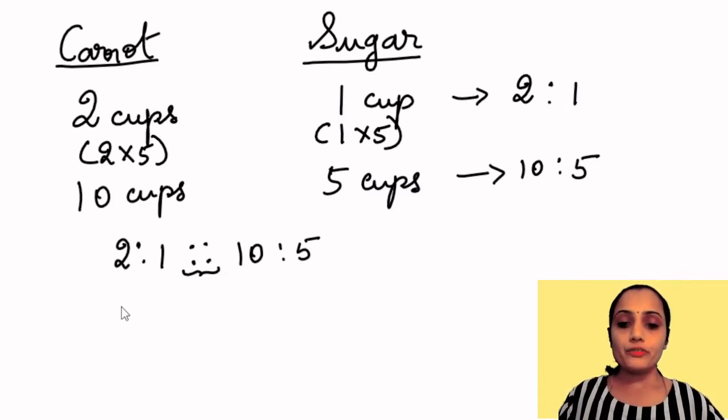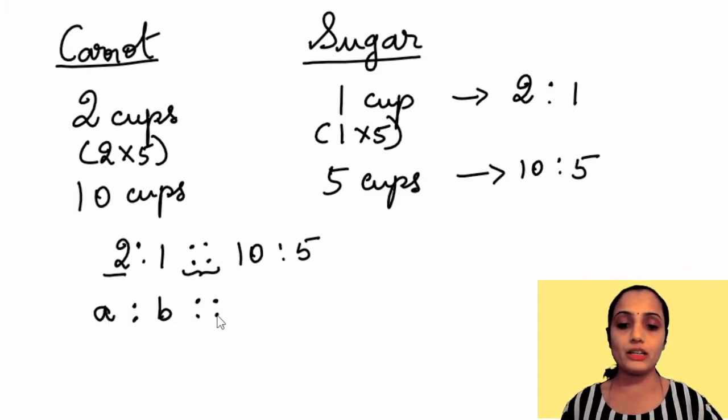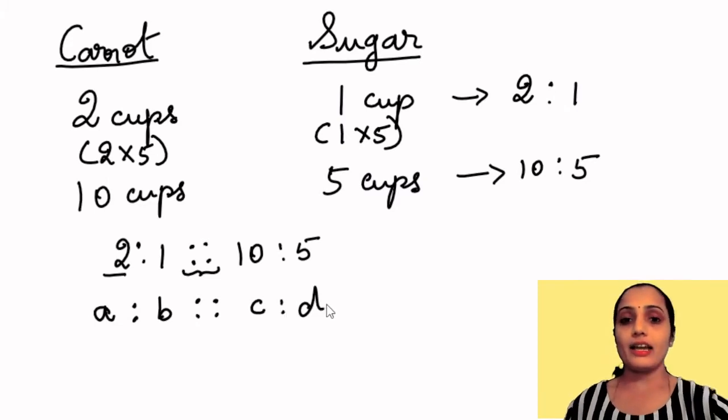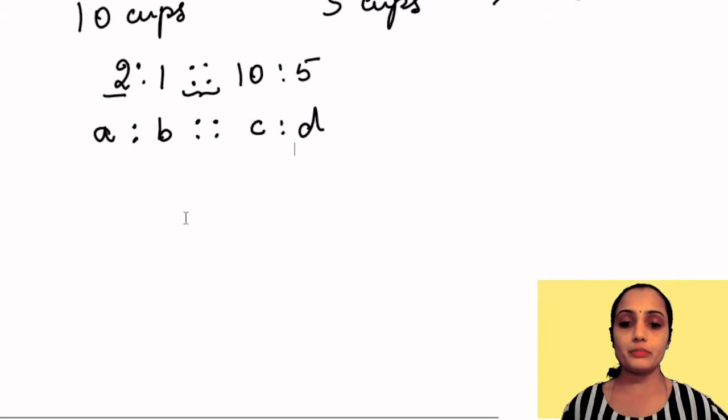So in proportion we have 4 terms. Now in this case it is 2:1 and 10:5. 2, 1, 10 and 5 are the four terms, and these 4 terms are called the terms which are in proportion. Now if I generalize it and write it as A:B is proportional to C:D, I am generalizing it and writing it in terms of variables.